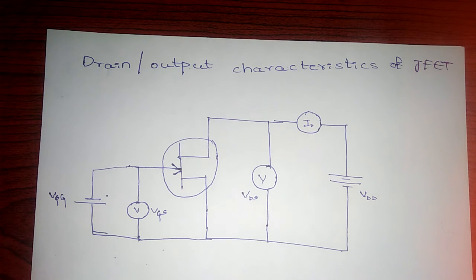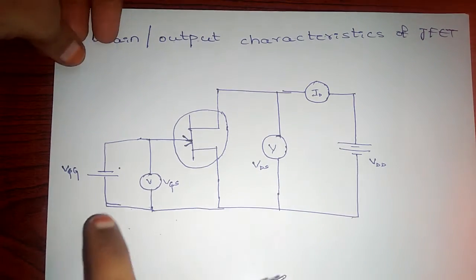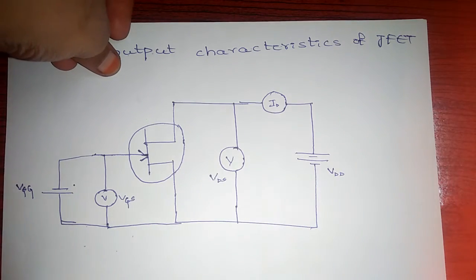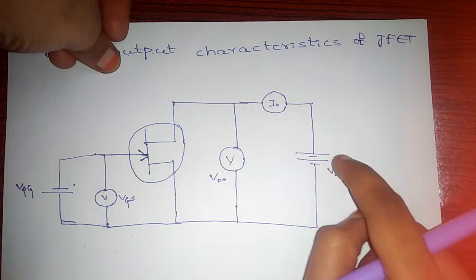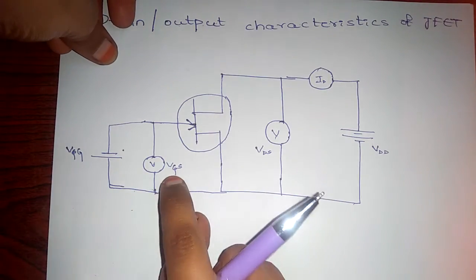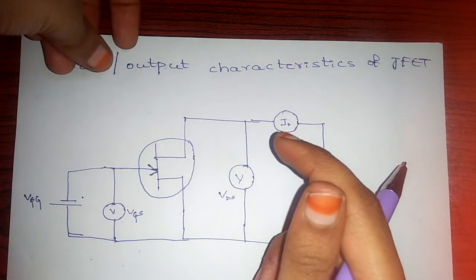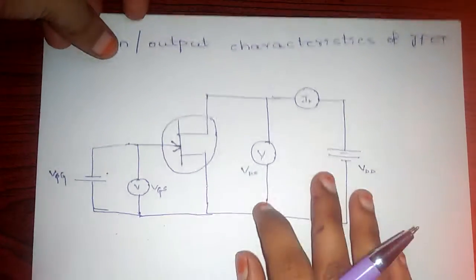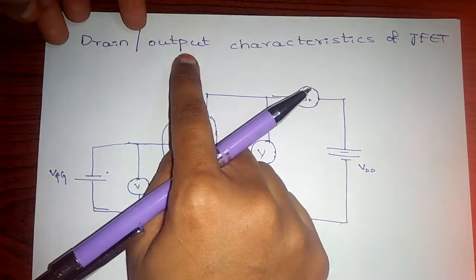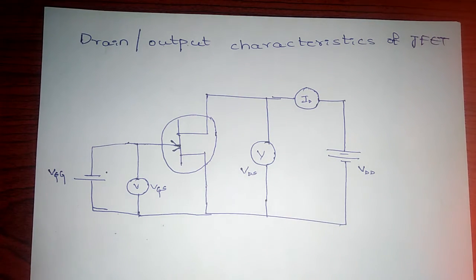Today in this video, let's know about the drain or output characteristics of JFET. Here I am taking an N-channel JFET where I am applying the reverse voltage and the VDD voltage. So the voltage across the drain is VDS, and with VGS, the current that is flowing is ID. The drain characteristics or output characteristics of JFET is taken between current ID and the voltage VDS.